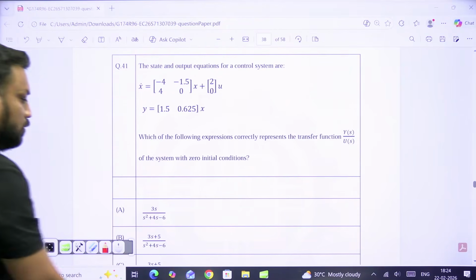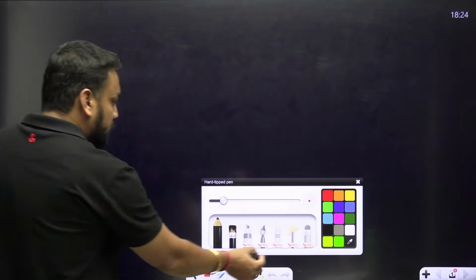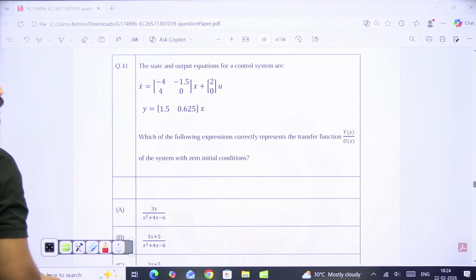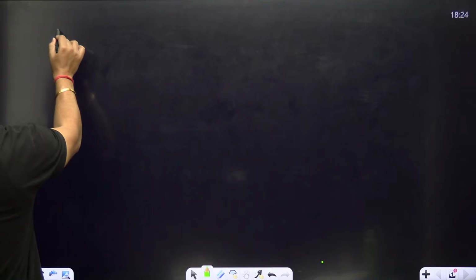Okay guys, so let's go to the blank slide. So here I will write the given data first of all. What is the given data? If I talk about the given data, A value is minus 4, minus 1.5, 4 and 0. Okay, so you can write the A matrix first.